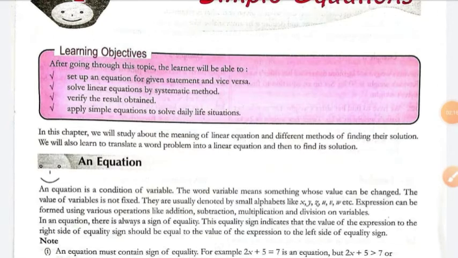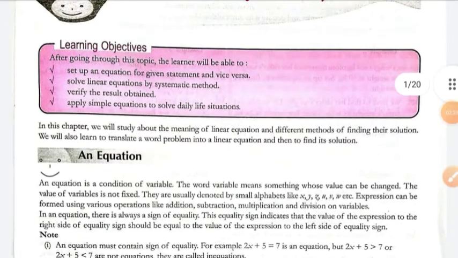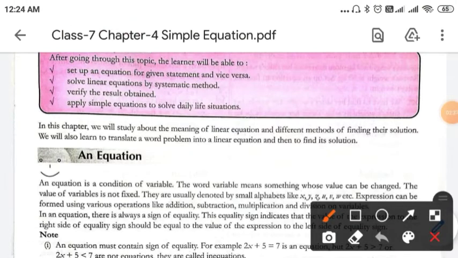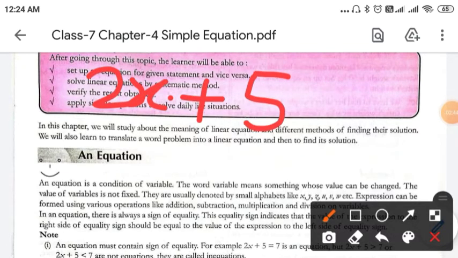How can we represent variables? We can represent a variable by x, y, z, or any kind of alphabet. And expression means algebraic expression. So what is an algebraic expression? Algebraic expressions are generally the combination of variables with numeric terms. Suppose I take an example: 2x plus 5. This is an algebraic expression. How can we say that? Because here we have an alphabet, x, which can be changed, so x is called a variable.